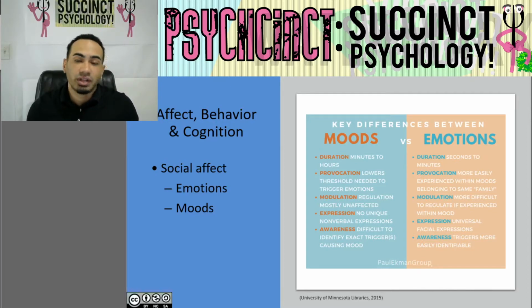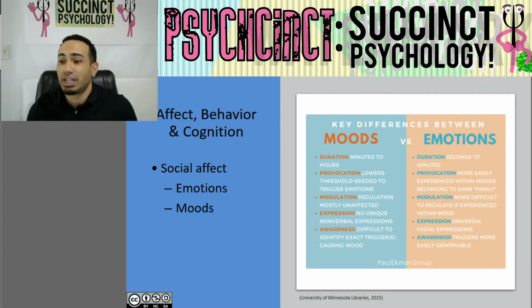And emotions describe short but often intense mental and physiological feeling states. In comparison with moods, emotions are shorter, stronger, and a more specific form of affect. So we see here we have some key differences between moods and emotions. So as I mentioned, duration. Moods are usually minutes to hours, while emotions can be seconds to minutes. So emotions are much shorter than moods.